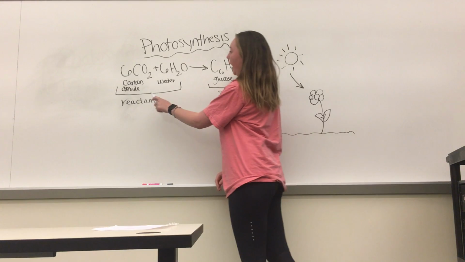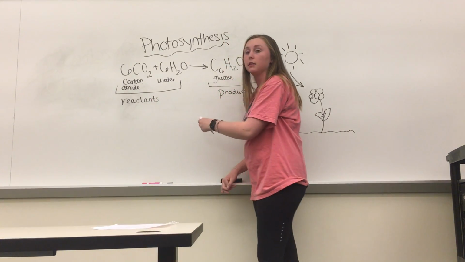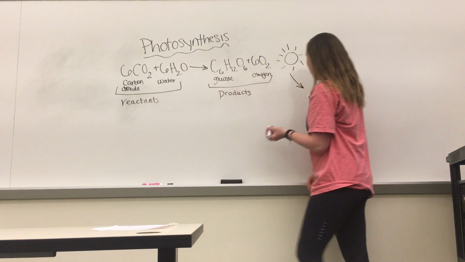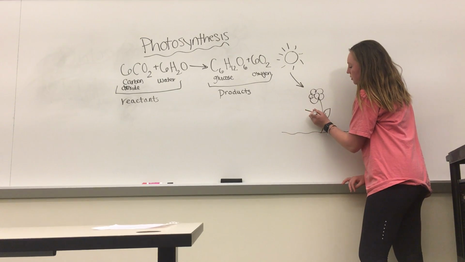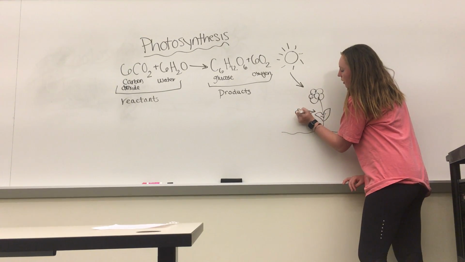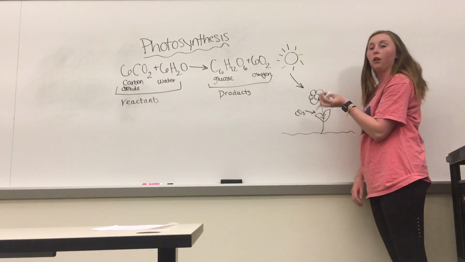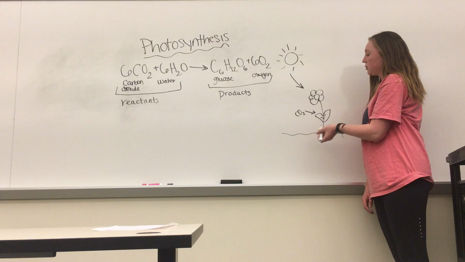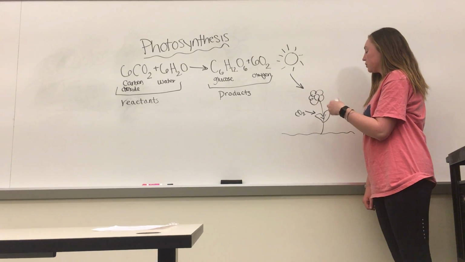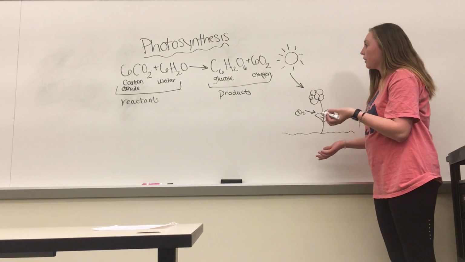And so our two reactants are going to be absorbed into the plant. And so carbon dioxide is taken in through the stoma, and the stoma is located on the underside of the leaves, and it is just small openings in the leaves that are able to take in CO2, and then they also are able to release other gases like oxygen.